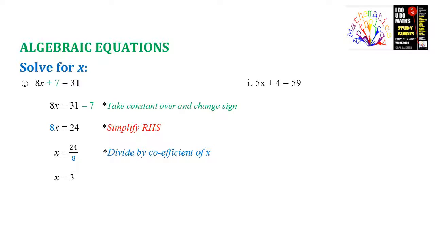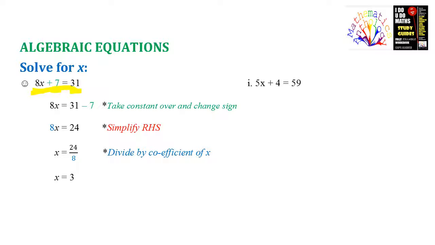Let's solve algebraic equations now. So solve for x. We're given 8x plus 7 is equal to 31. We have three terms here. 8x is our first term, 7 is our second term, and 31 is our third term. Remember that terms are separated by plus and minus signs only. So the three terms here are 8x, then positive 7, then 31.